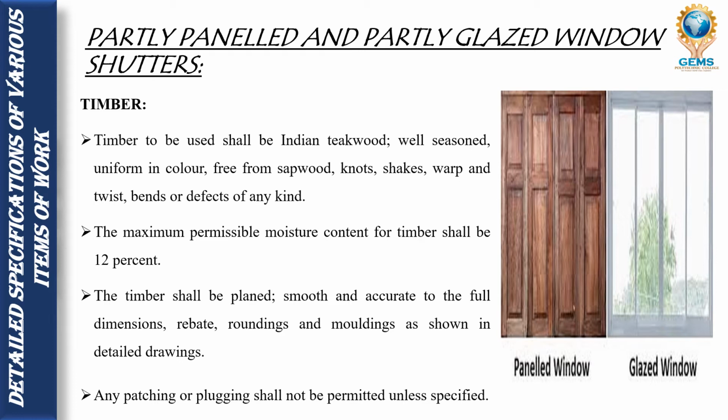So first one is what? Timber. Timber to be used shall be of Indian teak wood, well seasoned, uniform in color, free from sapwood, knots, shakes, rot, twigs and bends. It should be clean and neat for using in the windows. The maximum permissible moisture content for timber should be 12%. Timber shall be planed smooth and accurate to the full dimensions. Any patching or plugging shall not be permitted unless specified. If we need patching or plugging, we can permit it. So for windows we need to use timber, and these are the specifications of it.